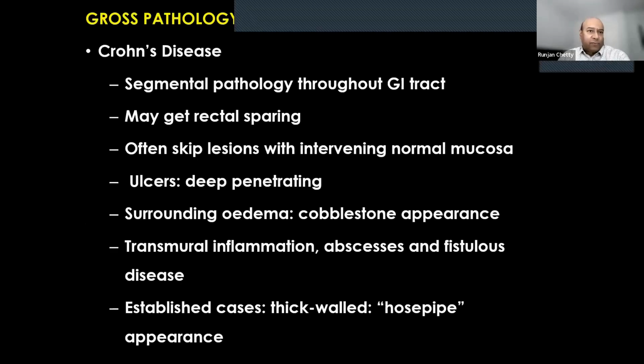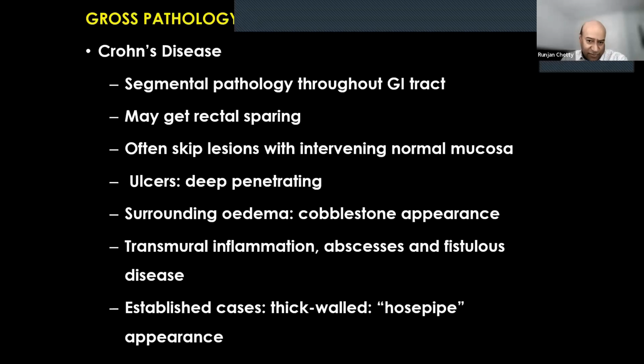The gross pathology is well known for both ulcerative colitis and Crohn's disease. They're very classical. Crohn's disease is a segmental disease that goes from mouth to anus. Sometimes you can get rectal sparing and classically skip lesions, with intervening normal mucosa between diseased mucosa. The ulcers are deep and penetrating. It's a full thickness transmural inflammation, and the mucosa surrounding the inflammation becomes edematous and swollen, giving rise to this cobblestone appearance. I'll demonstrate that in a minute.